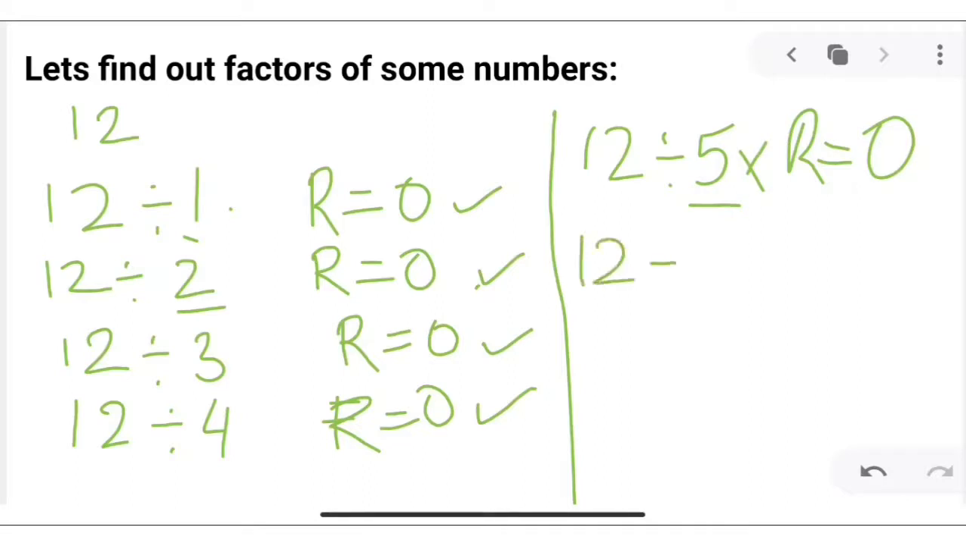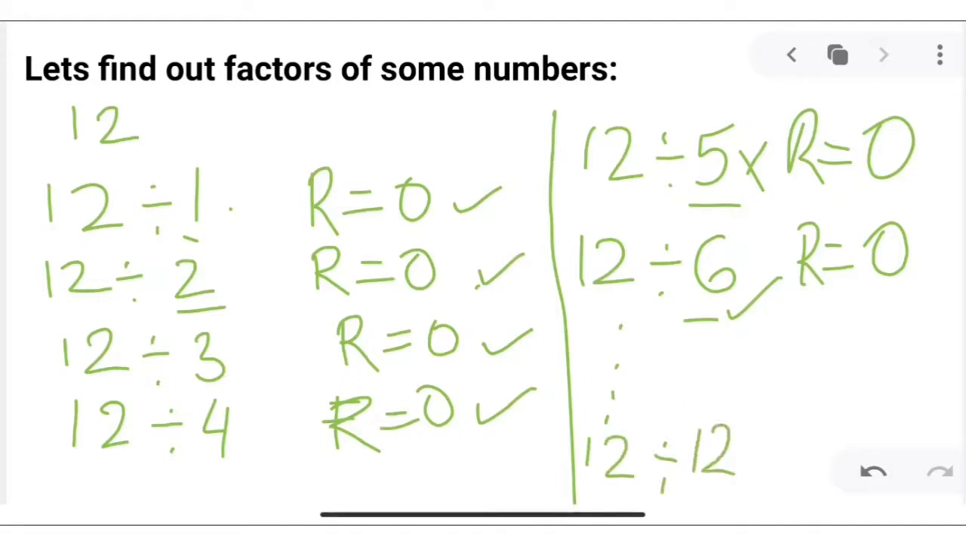When we divide 12 by 6, we get a remainder of 0. So that means 6 is a factor of 12. And so on. Similarly, the last factor of 12 is 12 itself. Okay?